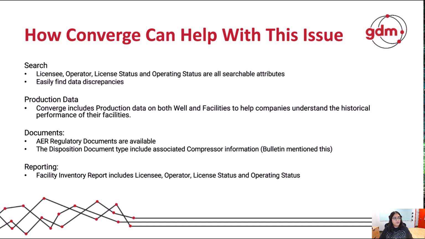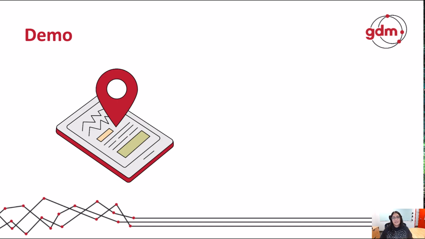Finally, we also have a facility inventory report, which will include the licensee, operator, license status, and operating status. You can export that. You can use Excel or any other tools to automate and compare the data on that report as well. So let's get into Converge and see some more details on how we can identify these data discrepancies.